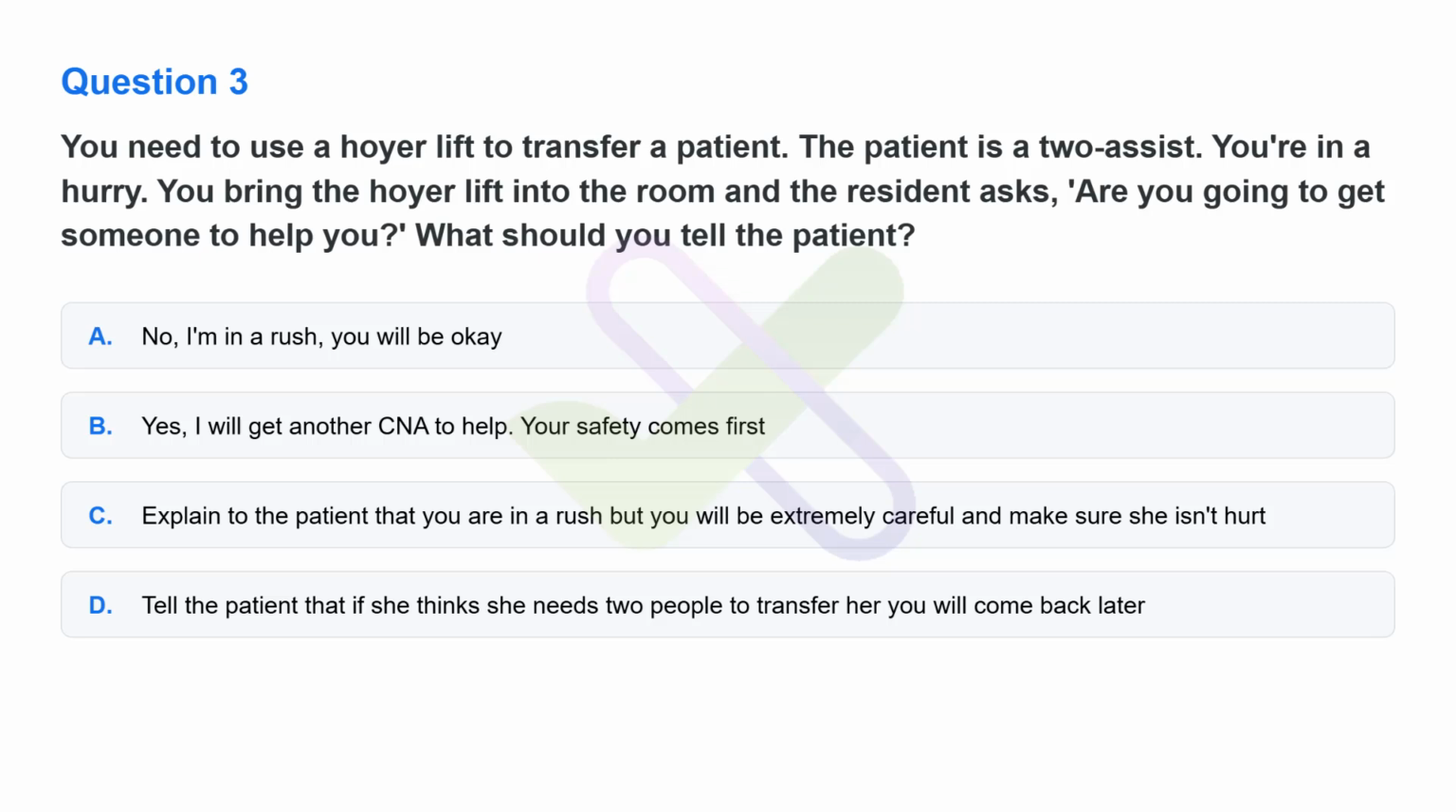You need to use a Hoyer lift to transfer a patient. The patient is a two-assist. You're in a hurry. You bring the Hoyer lift into the room and the resident asks, "Are you going to get someone to help you?" What should you tell the patient?